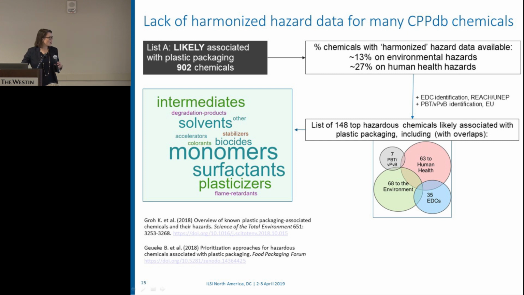Many of the chemicals that are in our database actually lack hazard data. And just to give you the exact numbers, we have hazard data for about a quarter of the chemicals in our database on list A. There's less on list B. And about 13% for the environmental hazards. We ranked the chemicals. We came up with a list of 148 top hazardous chemicals. So that list is because they're at the highest rank. And they were overlapping, some of them.